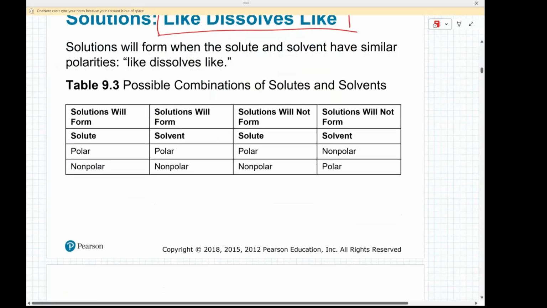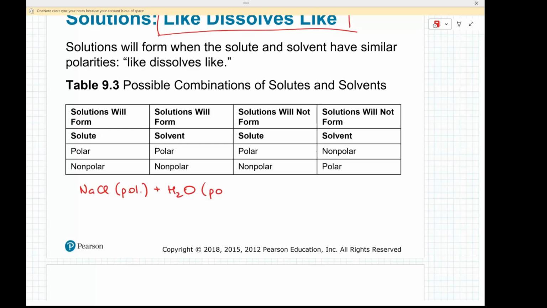So, for instance, you can try it at home if you want to. If you try to dissolve sodium chloride, which is an ionic compound and therefore polar, in water, which is also polar, it's going to work. Everybody agrees? Good?